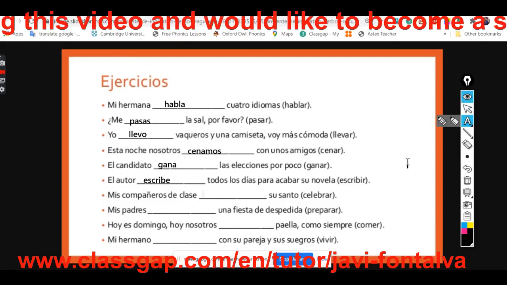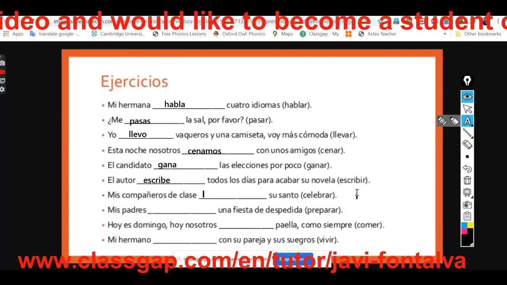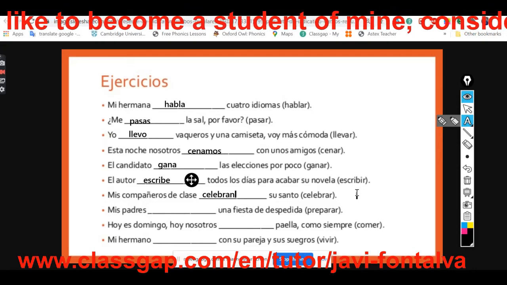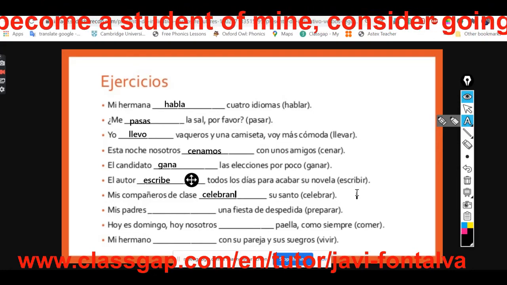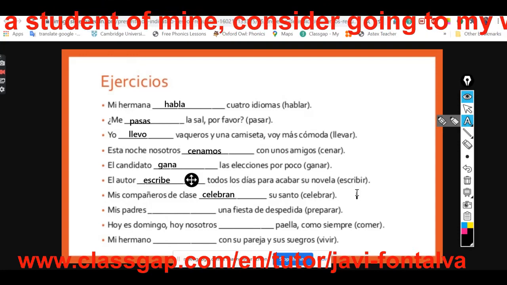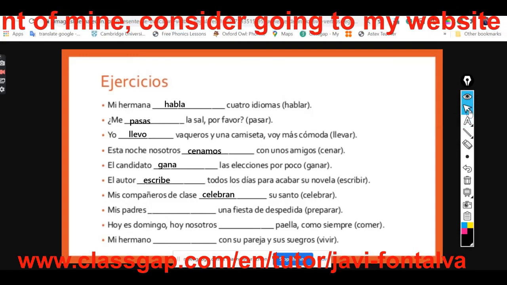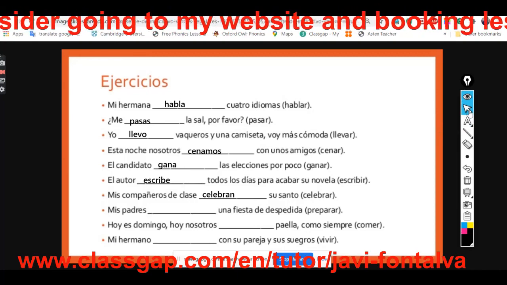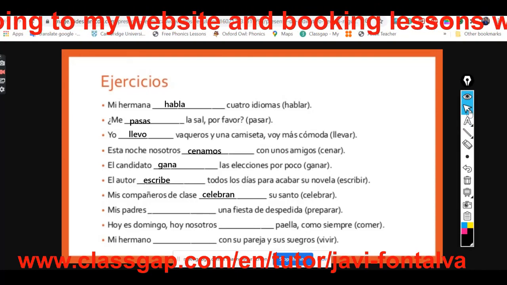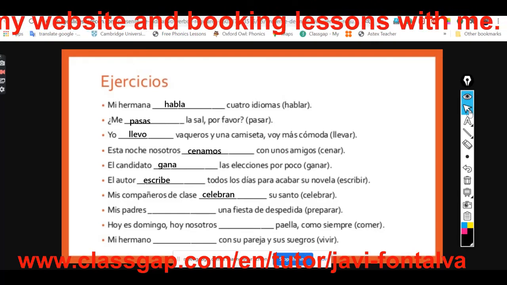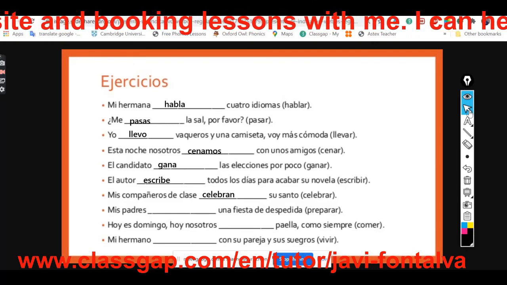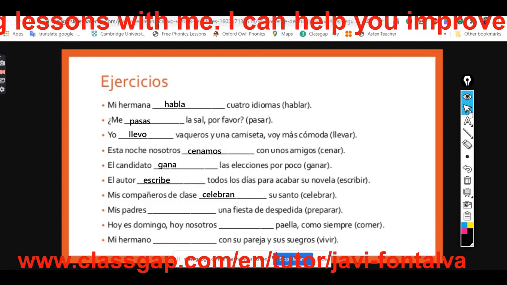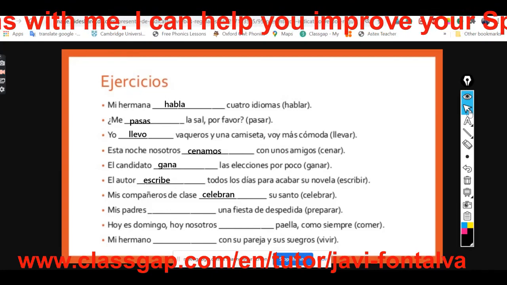Mis compañeros de clase celebran su santo. Mis compañeros de clase celebran. Okay, I have to explain this. My classmates, company of class, su santo. What does santo mean? Okay, I have to explain this.